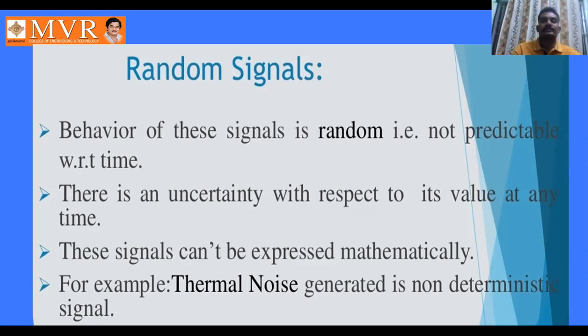For example, thermal noise is a non-deterministic signal. It is randomly generated. That's why it is the example for random signals.